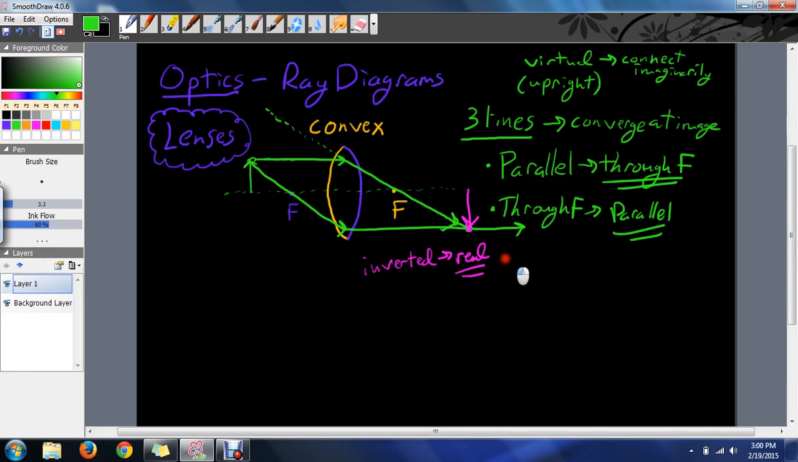We can always check the third option, which is a light ray that goes directly through the middle. As we see, that is confirmed to intersect the same place that these lines did. Perfect.